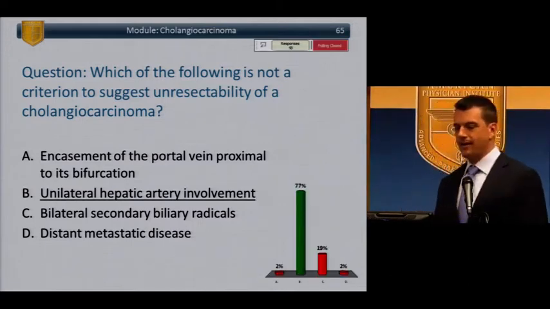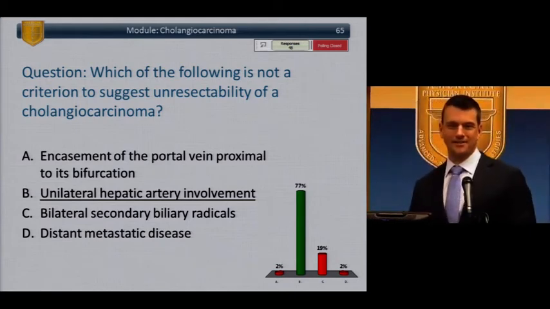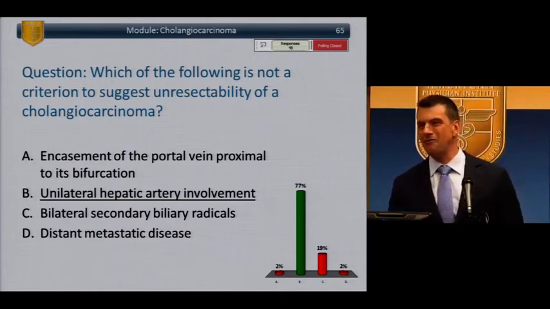Yes, unilateral hepatic artery involvement. Again, here's a little bit of testmanship. If they're going to the trouble of telling you two sides or one side and they specify that it's unilateral, again, they're probably trying to signal you a little bit that this may allow for resection.